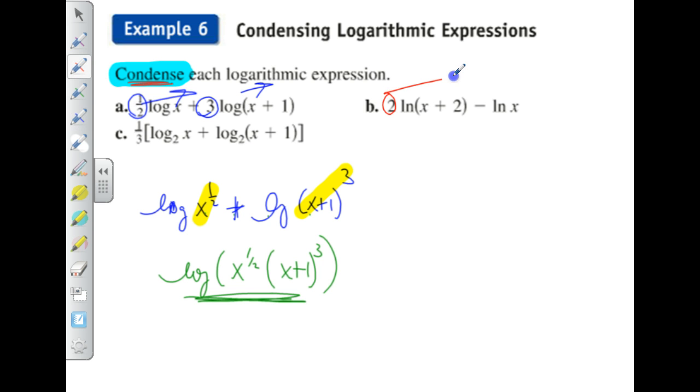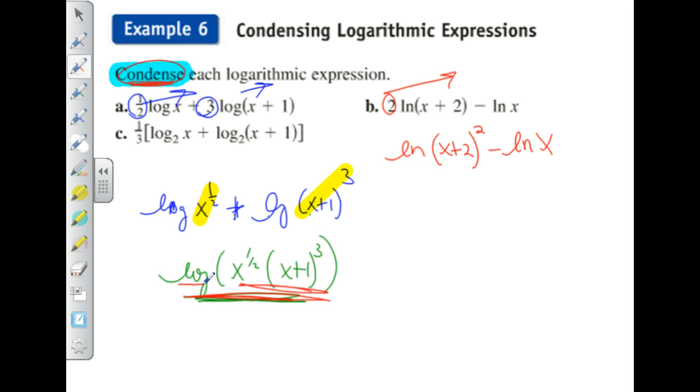Part B, I would take the 2, throw it back up top. So remember, if it's pulled apart, we put it together. If it's together, we pull it apart. You just keep doing the properties forwards and backwards until you have this thing condensed. So we're trying to make this into just a single logarithm like we did over here. Even though this didn't look very nice, it's a single log.